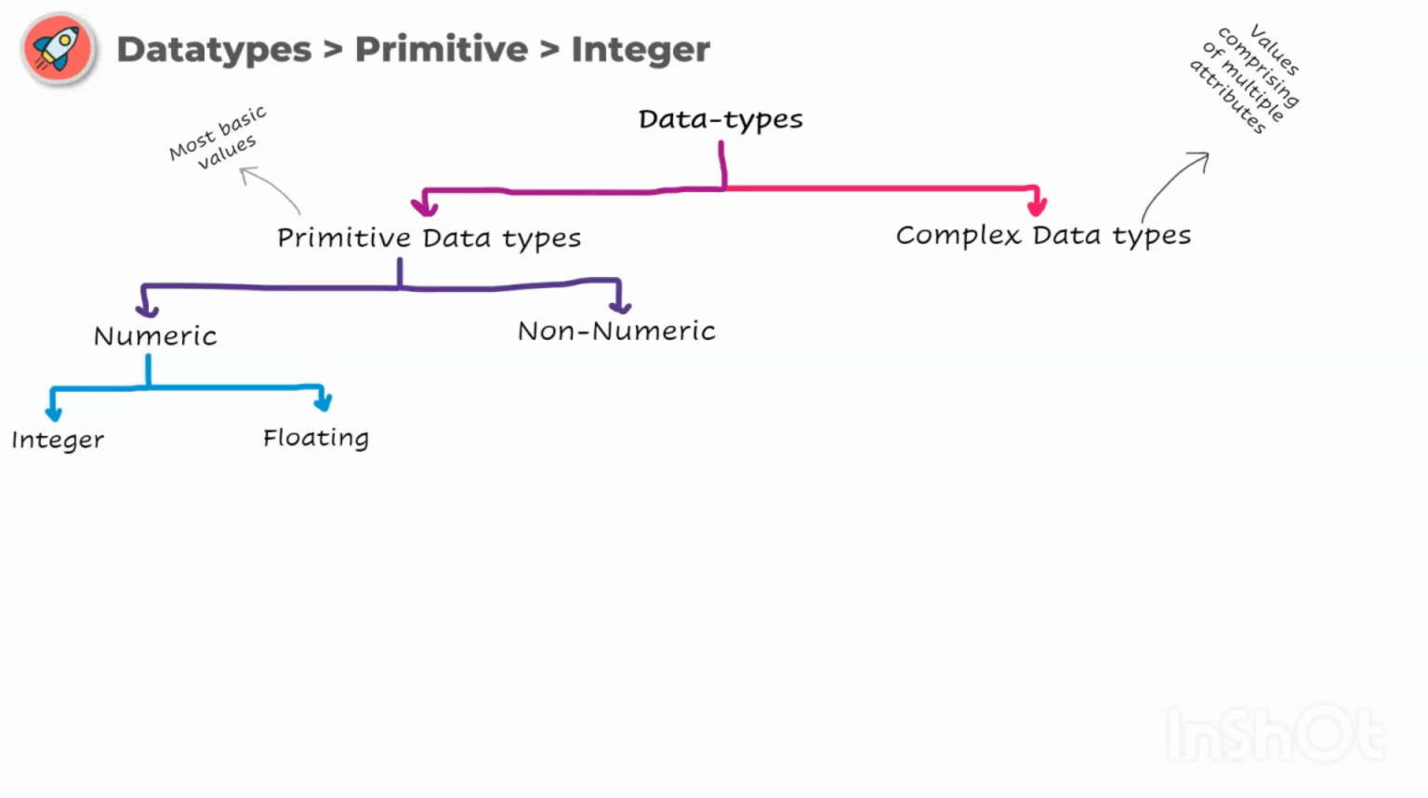Integral data types can only store integer numbers, and here is the list of integer data types with different capacities like byte, short, int, long, and char. Let's have a quick look at the comparison of integral data types, and then we head to our programming session on integral data types.